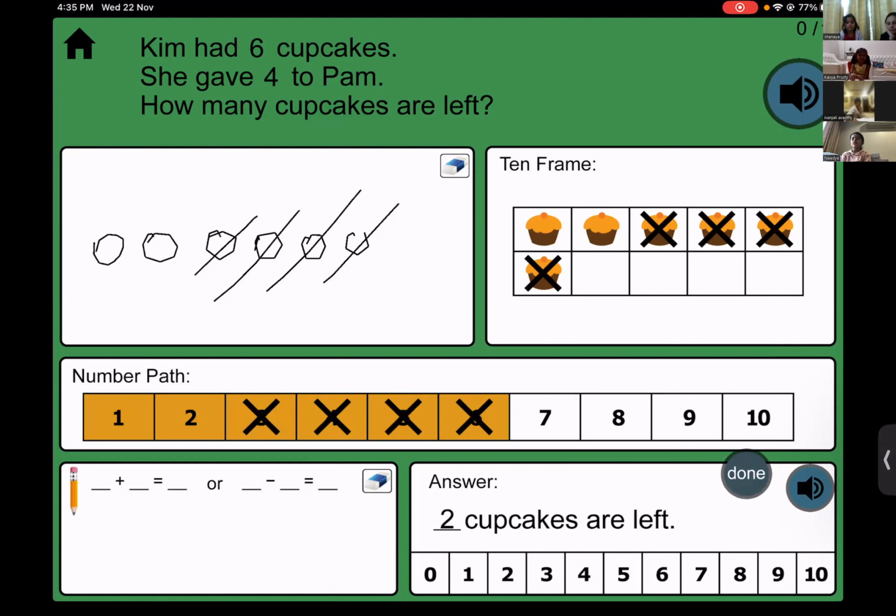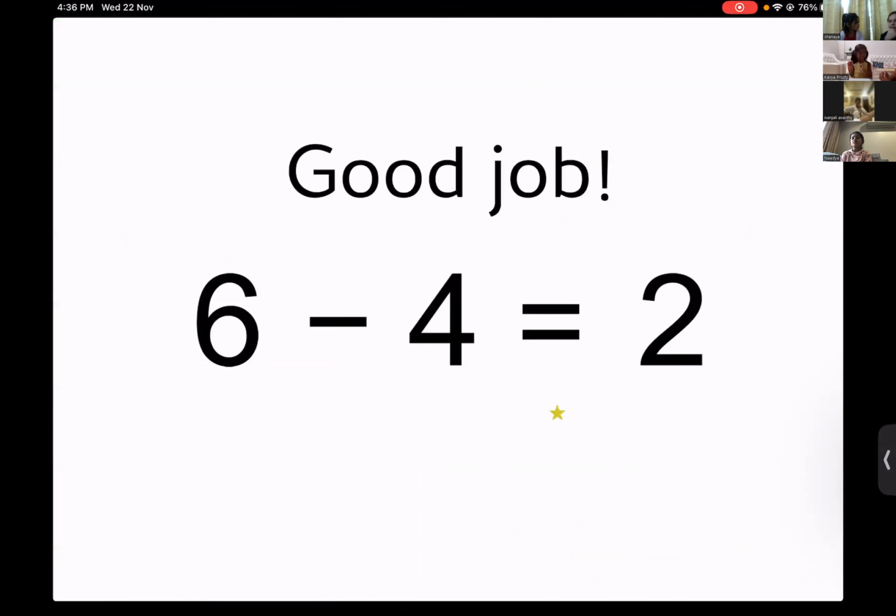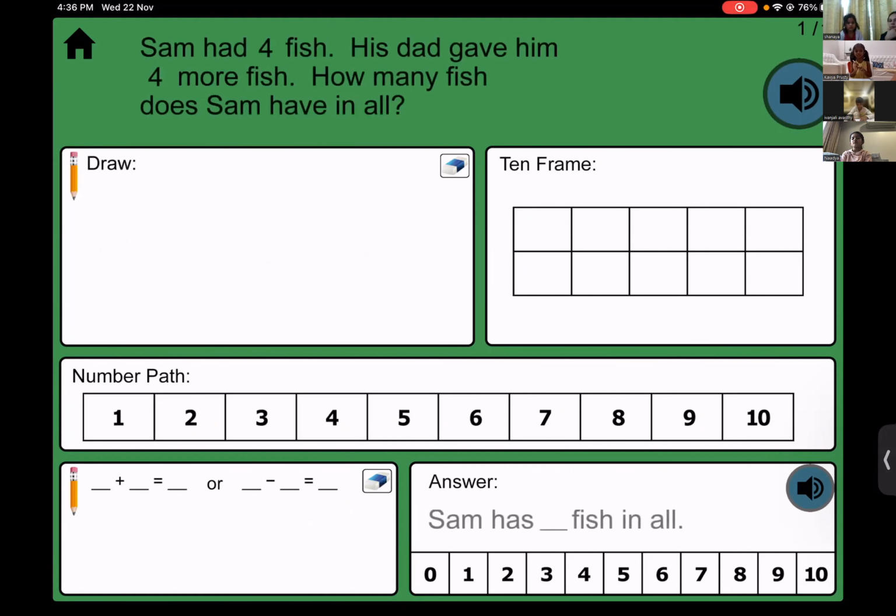And it's important for us to write down the equation. So we will be writing 6 minus 4 is equal to 2. Okay? So even if we don't know that, we are just listening to it as a story. Good job. Who wants to try this next one with me?